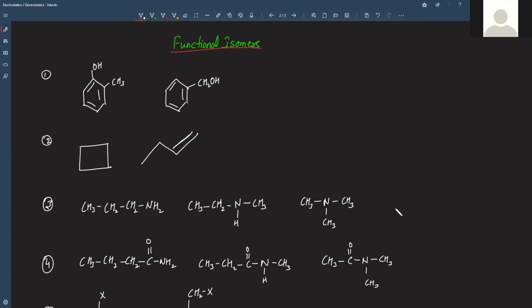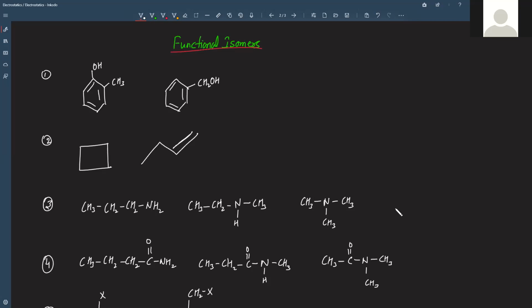Now as you can see here, there are several categories. These are not types of functional isomers, I mean you can take it as type as well, but these are just examples or different categories of functional isomers. The first one which we see here is actually two different compounds. As you can see, obviously they have different functional groups.